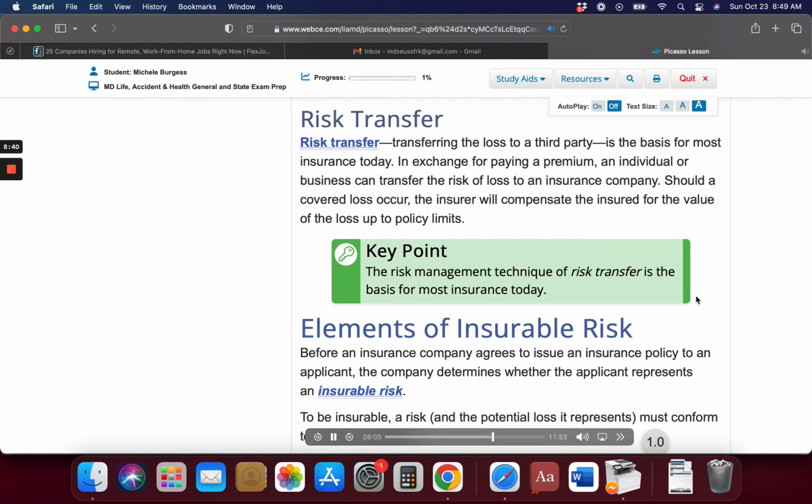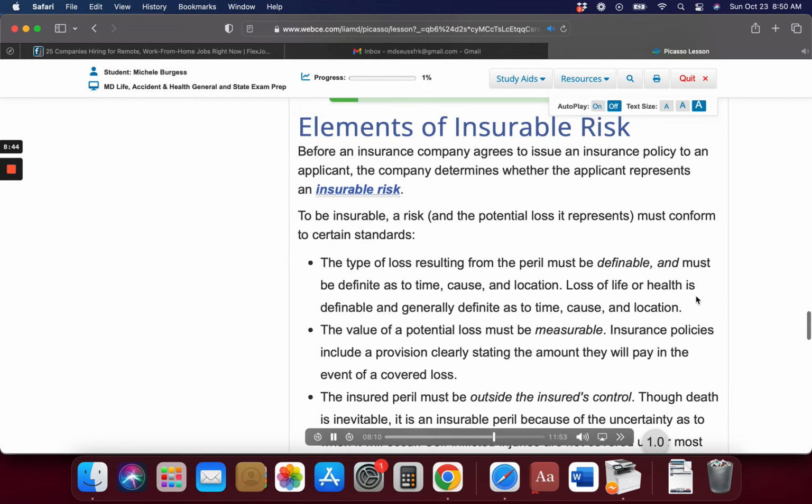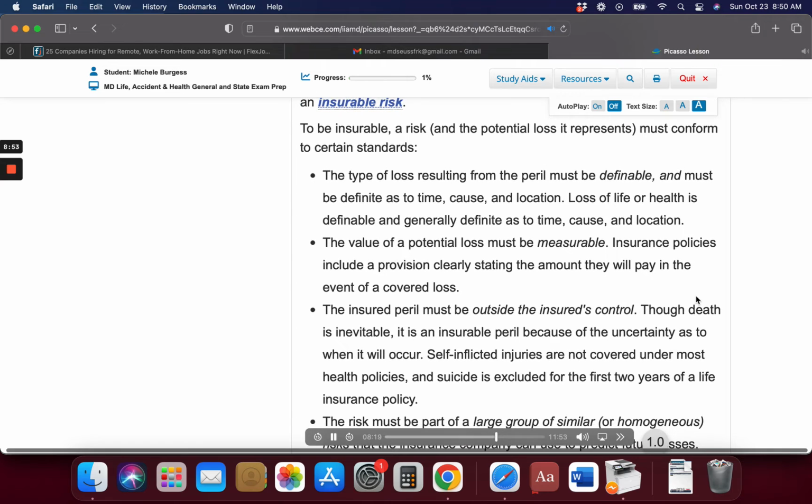Elements of insurable risk. Before an insurance company agrees to issue an insurance policy to an applicant, the company determines whether the applicant represents an insurable risk. To be insurable, a risk, and the potential loss it represents, must conform to certain standards. The type of loss resulting from the peril must be definable, and must be definite as to time, cause, and location. Loss of life or health is definable and generally definite as to time, cause, and location.